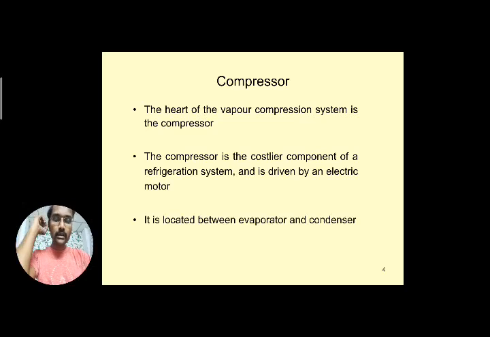Now, if you see the location of the compressor in the VCR system, it is connected in between the evaporator and condenser. After the evaporator, the compressor is connected, then next to the compressor the condenser is there. This arrangement is made according to the flow of the refrigerant, coming from the evaporator, entering into the compressor, and next from the compressor entering into the condenser. So the compressor is located in between the two components, that is, evaporator and condenser, right?